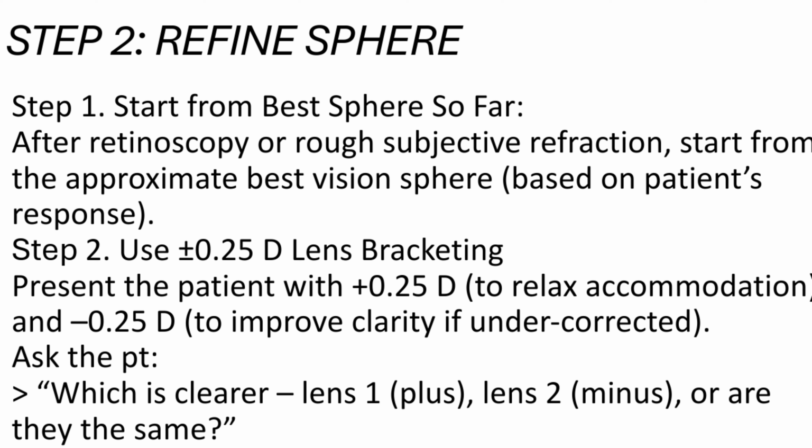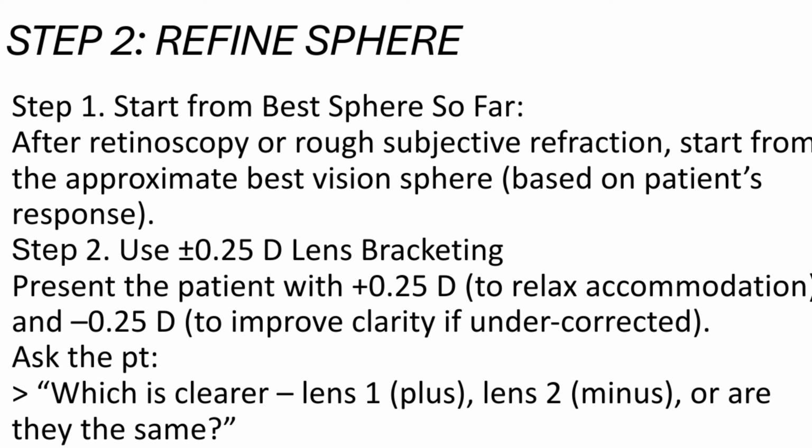If the patient says plus is clearer, it means overminus or latent hyperopia. Then we have to add plus 0.25. If the patient says minus is clearer, it means underminus or myopic blur. Then we have to add minus 0.25. If the patient says no difference, likely we have given the best spherical power. Then we have to stop. We stop when the patient no longer sees improvement with either plus or minus. If the patient gets worse with any lens change, over-minusing is avoided, especially in young patients.